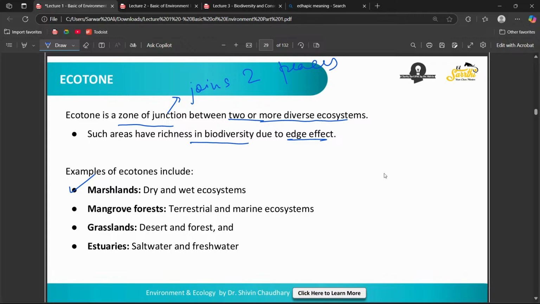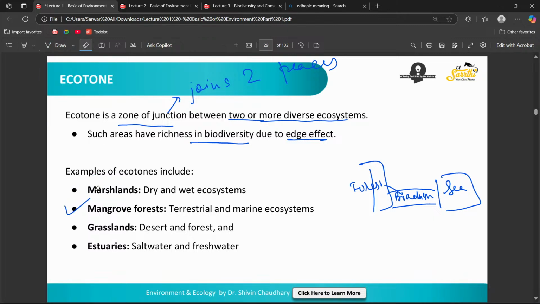Example, it is marshlands, right? What are marshlands? Trees, you have a saline environment. Here there is a sea, there is a forest, there is some water. So what happens? This water becomes brackish water, right? Where the sea and forest are meeting, we see marshlands, we see mangrove forests here. In dry and wet ecosystems, we see marshlands.